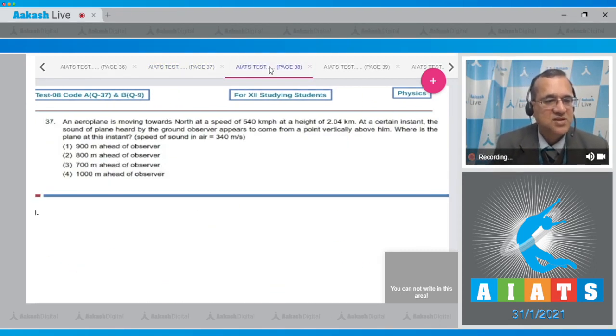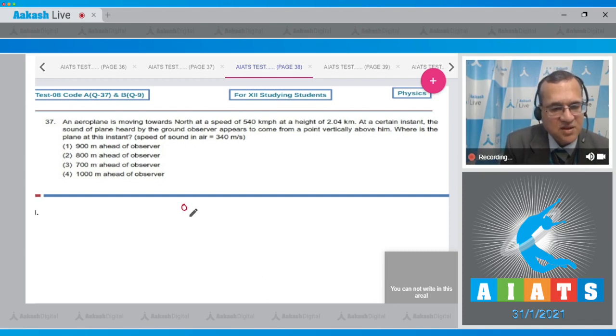Question number 37 is: an aeroplane is moving towards north at the speed of 540 km per hour and at a height of 2.04 km. At a certain instant, the sound of the plane heard by the ground observer appears to come from a point vertically above him. Where is the plane at this instant? The speed of the sound is 340 meters per second.